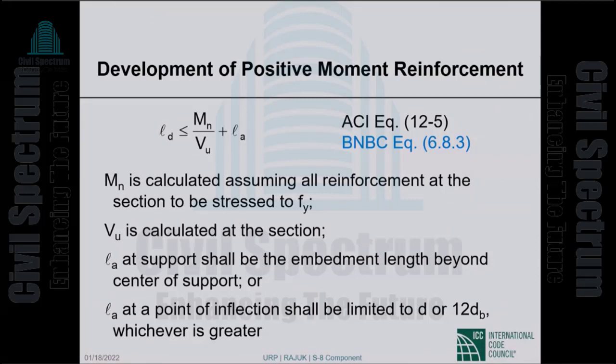at support. So we are at a support or at an inflection point. If we are at a support, then L sub A shall be the embedment length beyond center of support, or if we are at an inflection point, L sub A shall be limited to D effective depth or 12 bar diameters, whichever is greater. Okay, so L sub D, we will be limiting bar size by requiring L sub D to be no more than something.